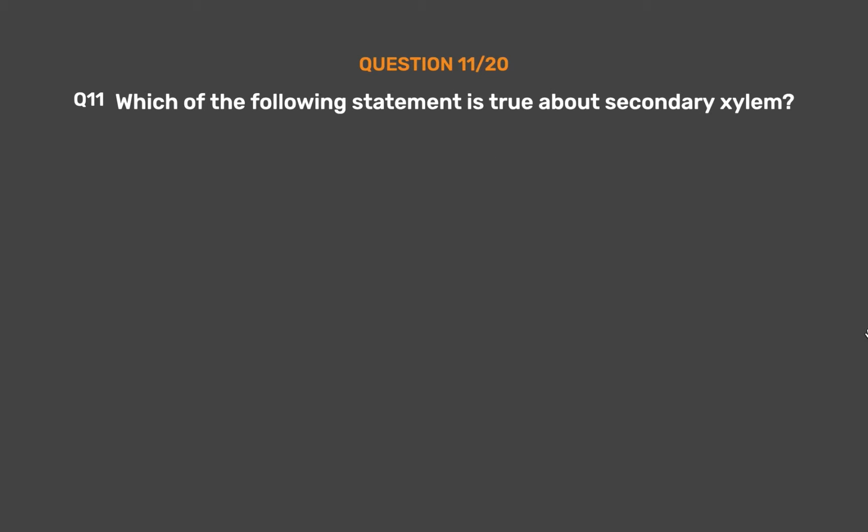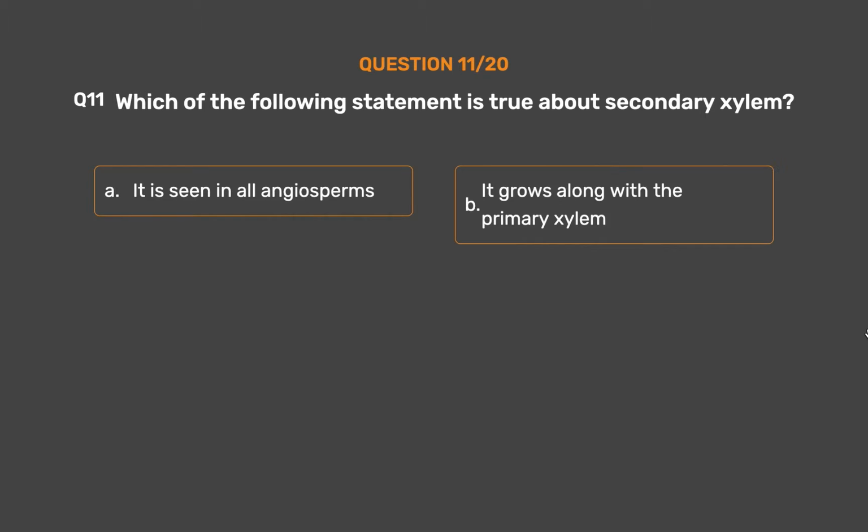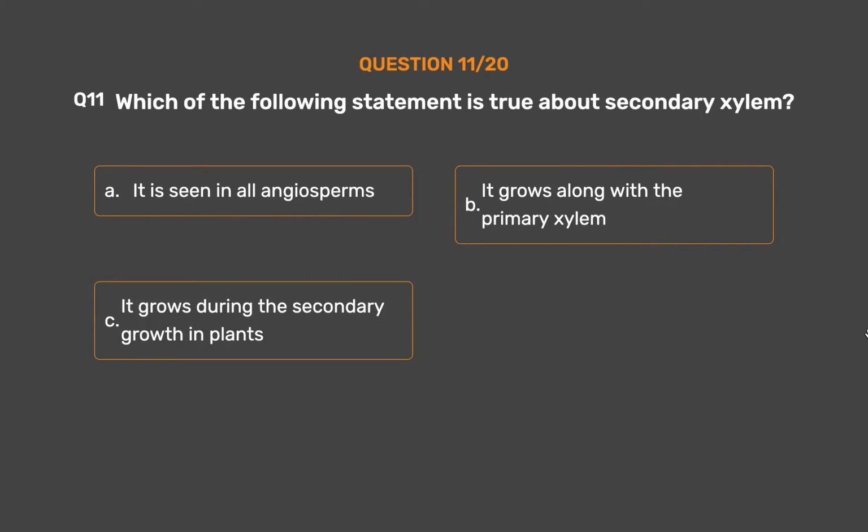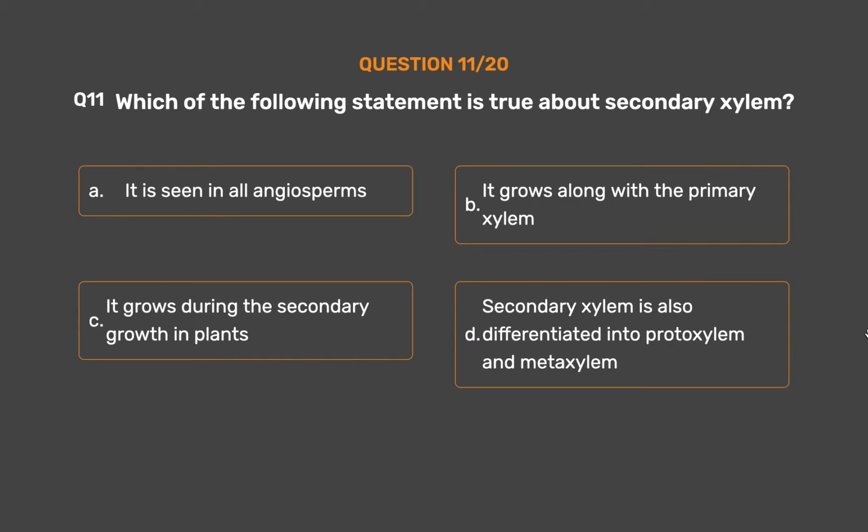Question number 11. Which of the following statements is true about secondary xylem? Option A. It is seen in all angiosperms. Option B. It grows along with the primary xylem. Option C. It grows during the secondary growth in plants. Option D. Secondary xylem is also differentiated into protoxylem and metaxylem.